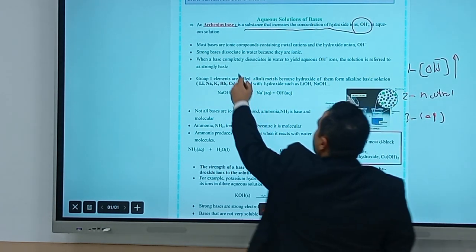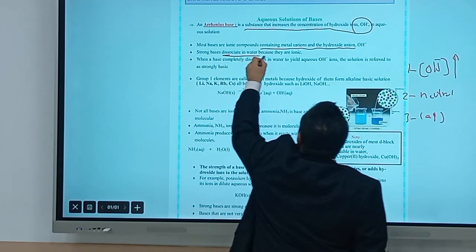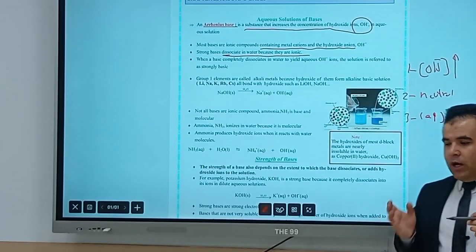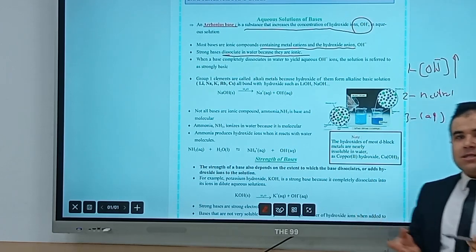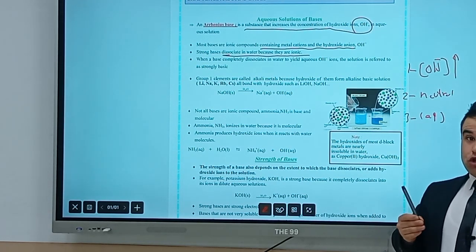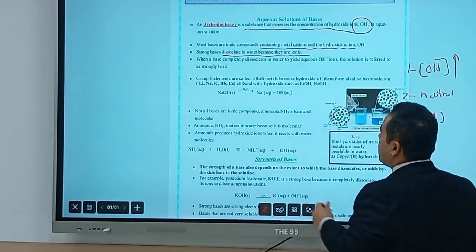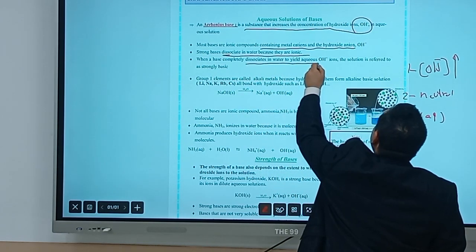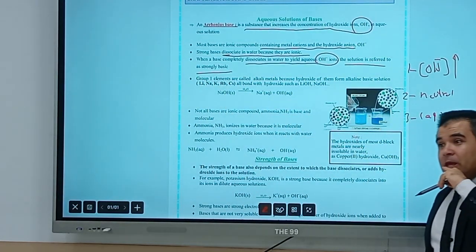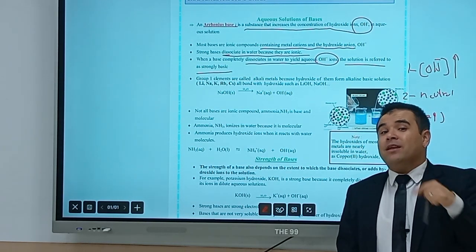So most bases are ionic compounds containing metal cations and hydroxide anions. Strong bases dissociate in water because they are ionic. The strong bases, we talked about them in chapter 1, are the group 1 and group 2 metals plus hydroxide. All of them are ionic compounds, except the milk of magnesia, which is magnesium hydroxide, and beryllium hydroxide, because they are not very soluble compounds. When a base completely dissociates in water to yield aqueous hydroxide, the solution is referred to as strongly basic. That name refers to the first group elements being called alkali metals and the second group alkaline earth metals.